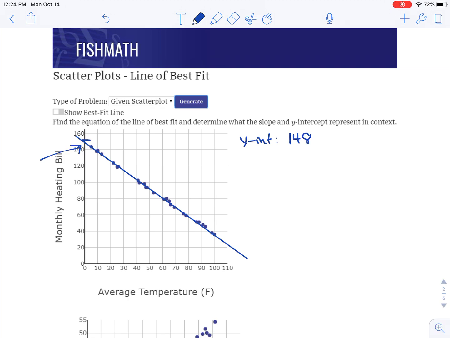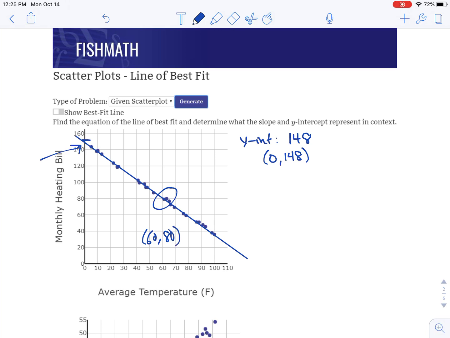And then for our slope, we've got to figure out another point in order to find the slope between these two points. So our y-intercept is at (0, 148). That's one point. We've got to use one other point to find the slope. So I'm going to look for any place on my line that I know for sure it goes through, using the grid on here. So I look right here. This looks like, if I go to (60, 80), the line goes directly through that grid marker there.